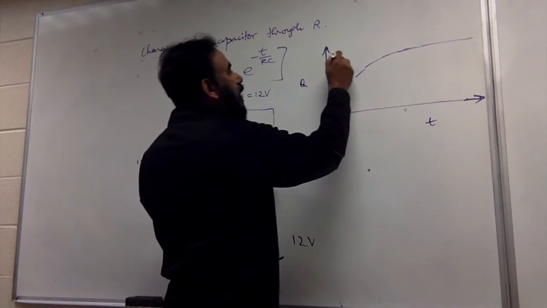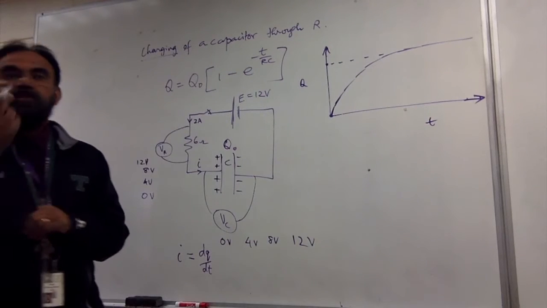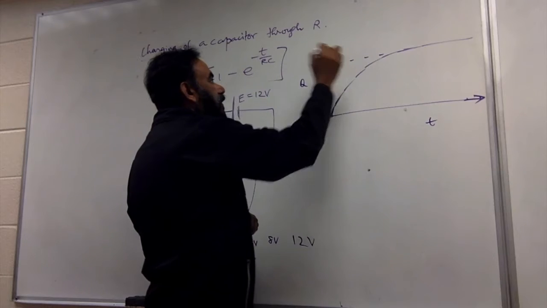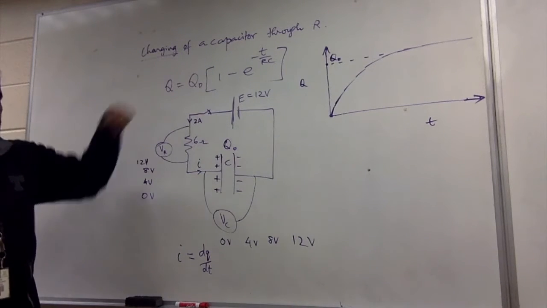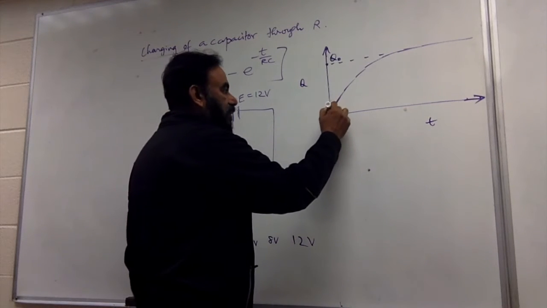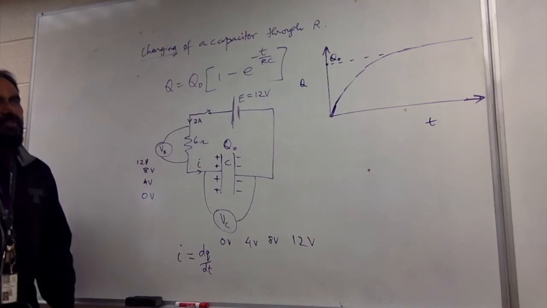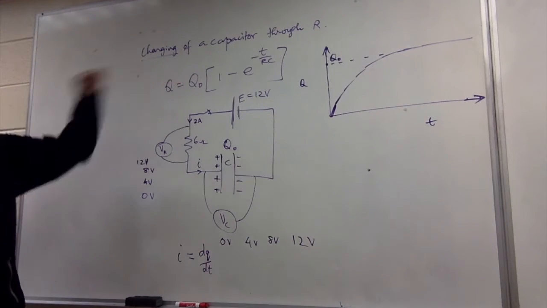What is this charge over here to which it builds up? Q naught. Q naught is the maximum charge it can acquire, and there you go. That is Q naught. And the slope of this line is the current. So during the charging process, the charge is going to build up to a maximum value of Q naught.